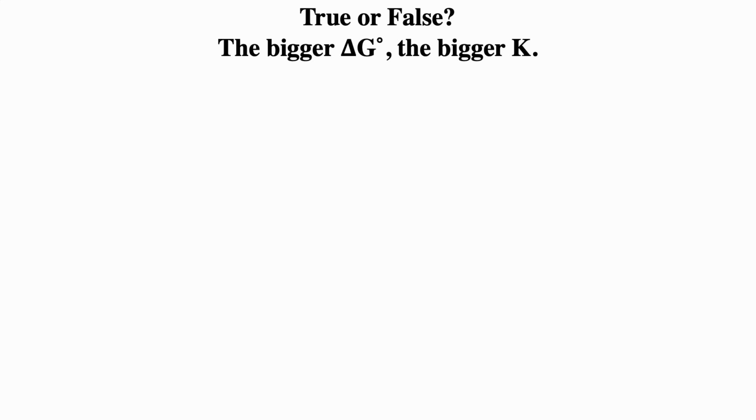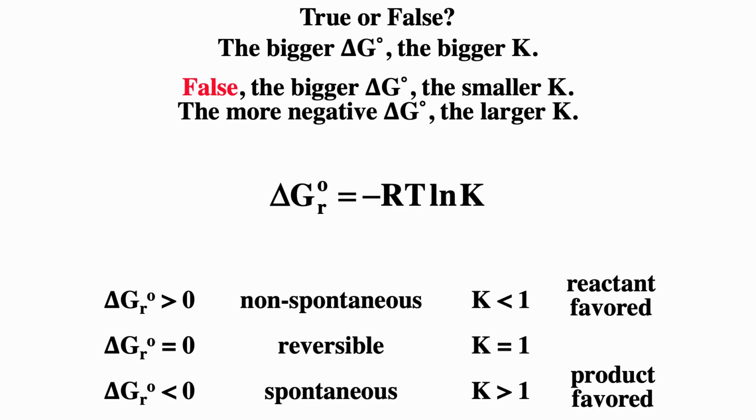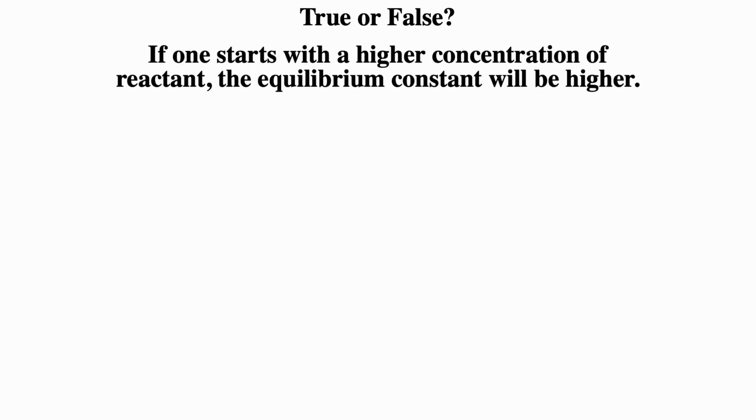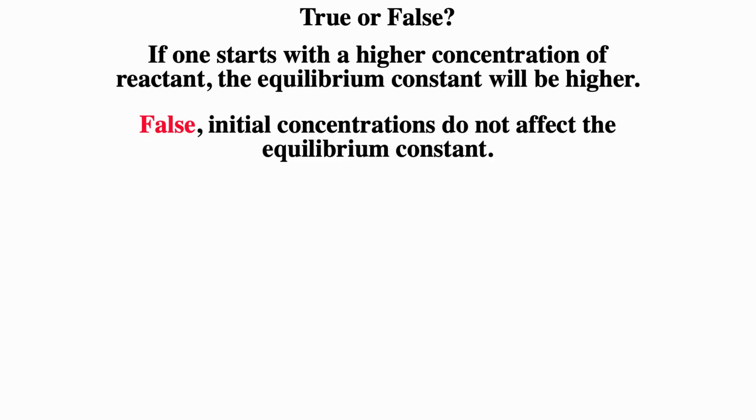True or false, the bigger delta G naught, the larger the K. And so that's false. The bigger delta G naught, the smaller the K. The more negative delta G naught, the larger the K. True or false, if one starts with a higher concentration of reactant, the equilibrium constant will be higher. And so that's false. Remember, equilibrium constant is the constant for a specific reaction at a specific temperature. Changing concentrations does not affect the equilibrium constant.